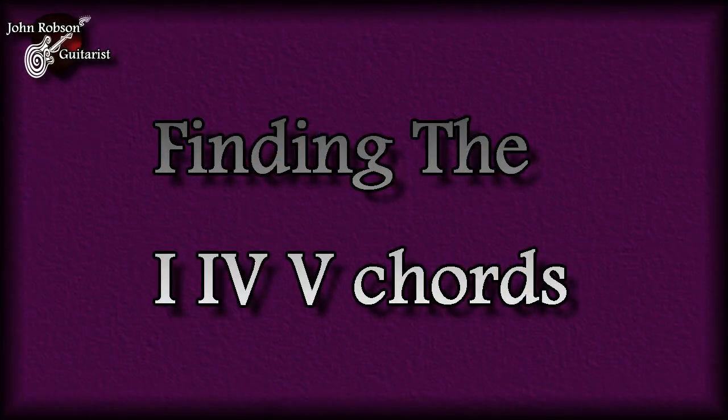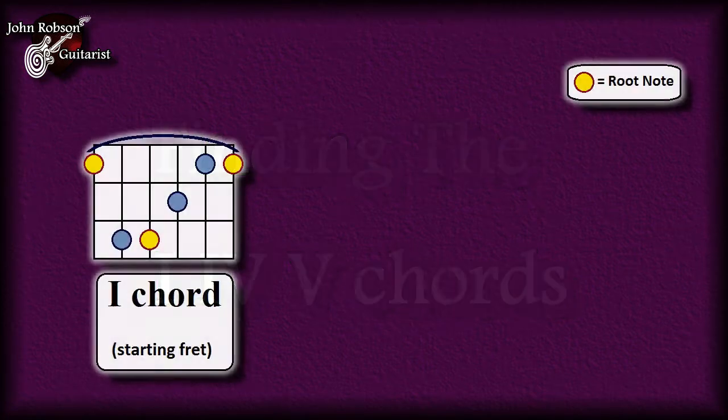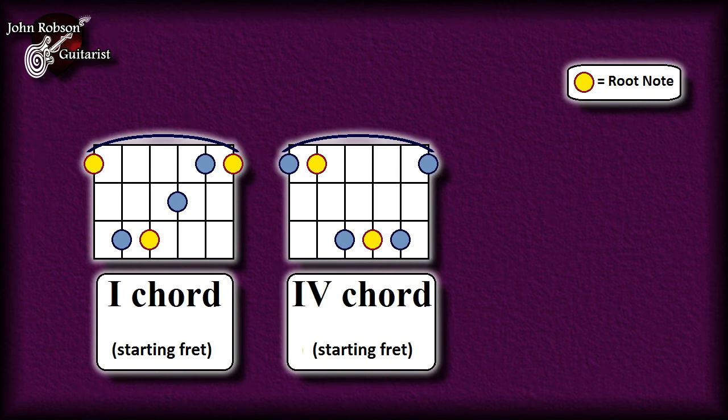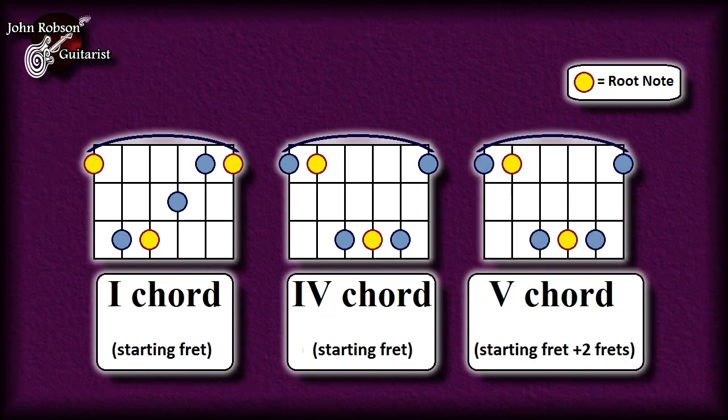Okay, pick any fret, it doesn't really matter which at this stage, and play this bar chord shape. And we'll call this our one chord. Now, to find where the 4 chord is in relationship to this 1 chord, simply stay at the same fret and move to this bar chord shape. So you now have your 1 and 4 chords. Where is the 5 chord? Well, that's pretty simple too. All you've got to do is take that 4 chord shape and move it up 2 frets.